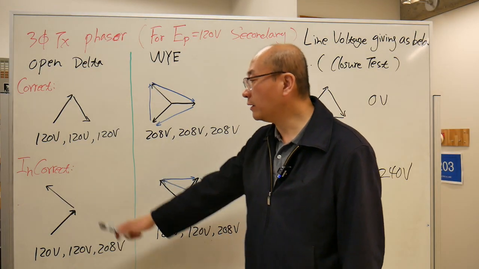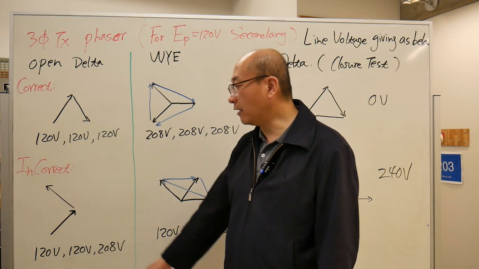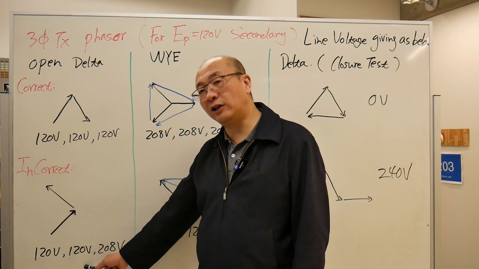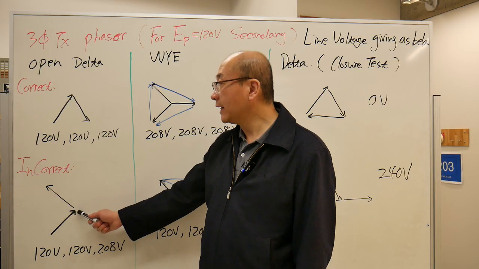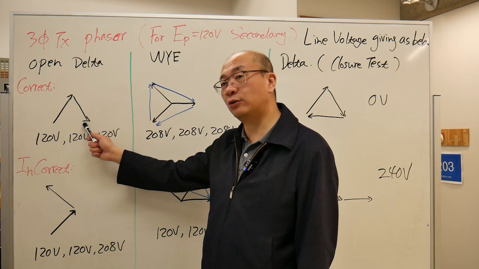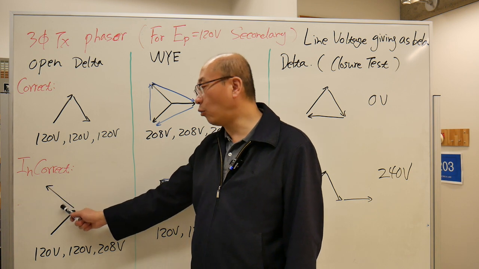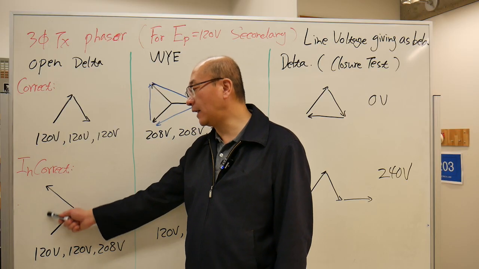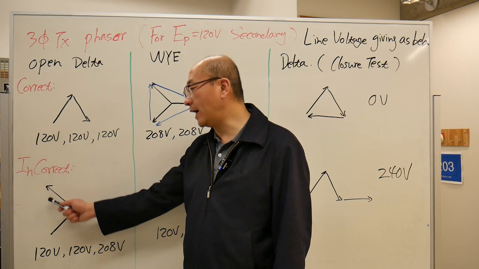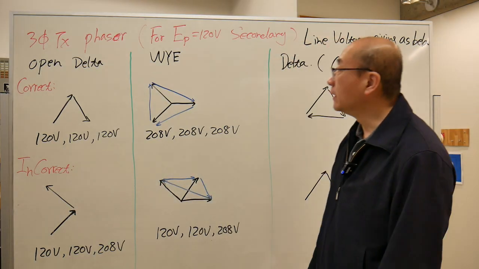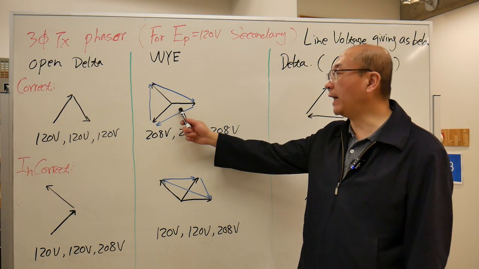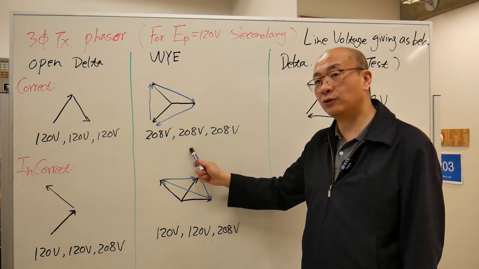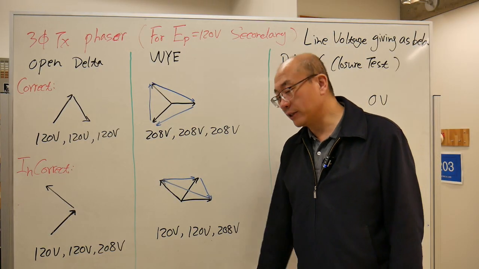If I connect them wrong, if I flip one of the phasors, now you can see my 3 line voltages are going to be 120 volts, 120 volts, and 208 volts. Because instead of 60 degrees between these two phasors, now these two phasors are 120 degrees apart. It becomes kind of like a Y connection. So this line here will be √3 higher than each of those lines. For a Y connection, if I connect them right, each phasor is 120 volts, then the 3 line voltages will be 208, 208, 208. We mentioned this before.